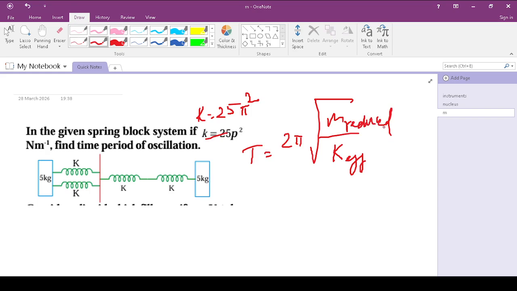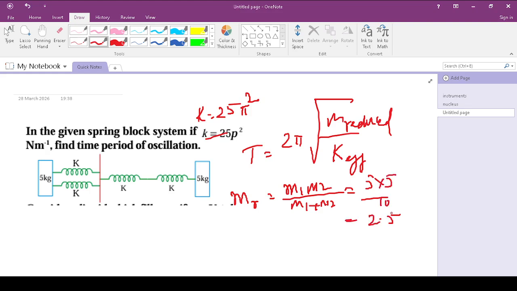M reduced actually converts two masses into one mass, and the formula is given as 1 by mu is equal to 1 by m1 plus 1 by m2, so it is 5 into 5 by 10. So that's a mistake people commit. They forget to convert these two masses into one.